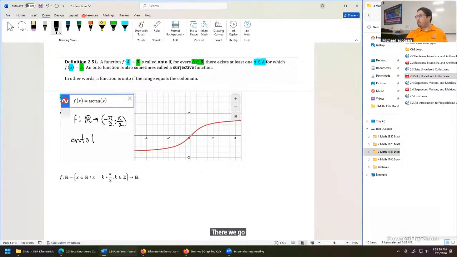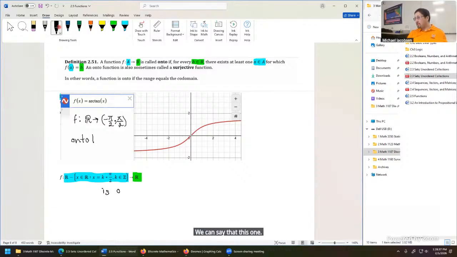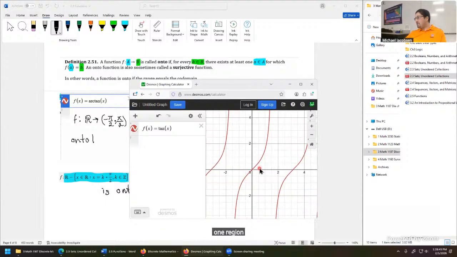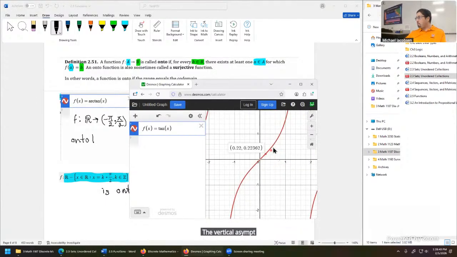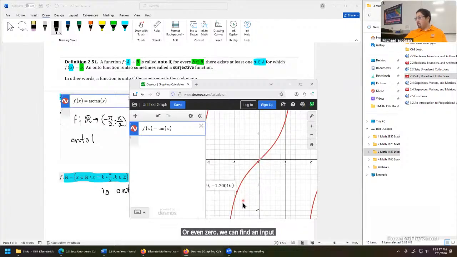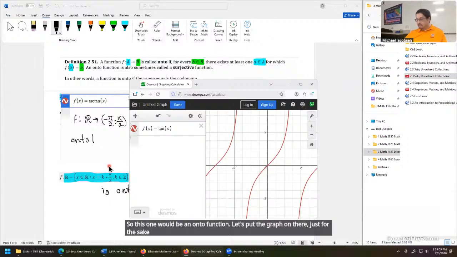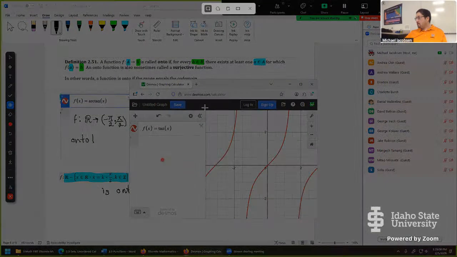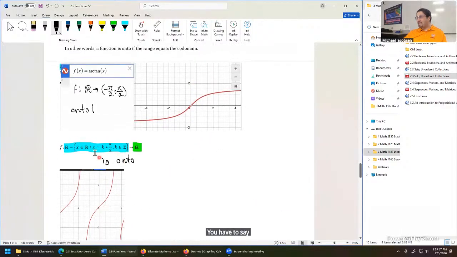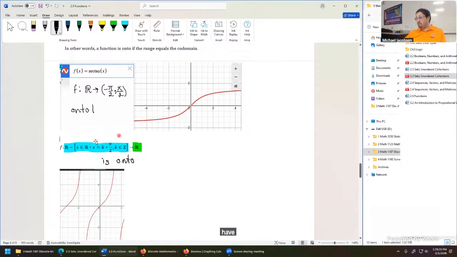There we go. So if we're really, really careful with how we write out the domain, we can say that this one is onto. The reason being is even if we restrict to just one region between negative pi over 2 and positive pi over 2, the vertical asymptotes are giving us all possible positive values whatsoever. No matter what large number you pick, or even 0, we can find an input to map to it, and same for large negative numbers. So this one would be an onto function. Let's put the graph on there just for the sake of emphasizing it. But again, the difficult part is to make this a precise statement. You have to say exactly what your domain is, and it gets kind of finicky with the trig functions. Really, sine and cosine are the only nice ones, and the other four have all sorts of problems like these.